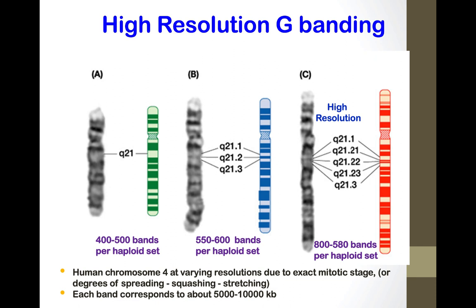High resolution banding. These are earlier techniques, and then later techniques have provided even better banding. So in the same band, with high resolution, you can see that it's actually made up of more bands. Let's see, this is human chromosome 4 at varying resolutions. So you can see here this is the long arm band Q21, band 2-1, then with more resolution, band 2-1.1, and then with more resolution, you can divide it even further.